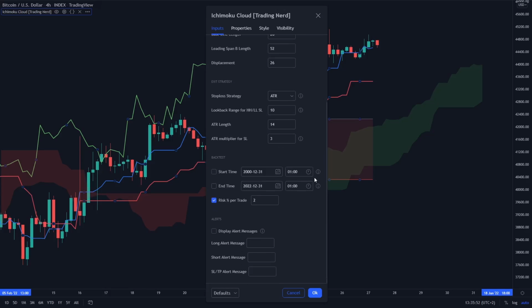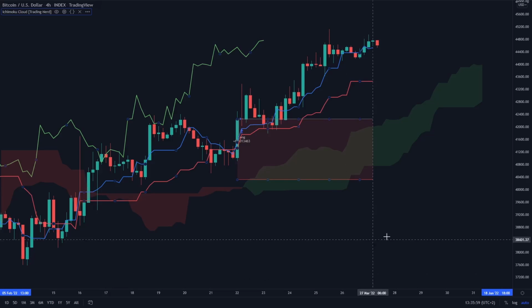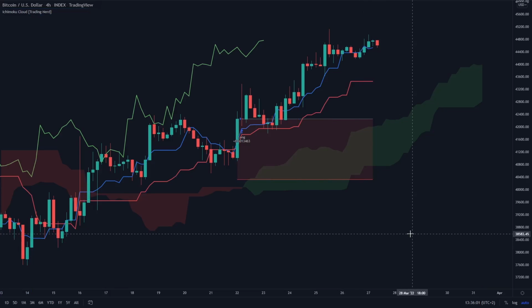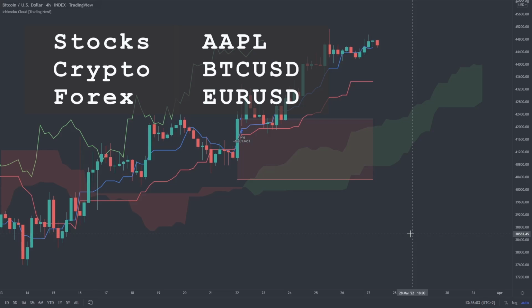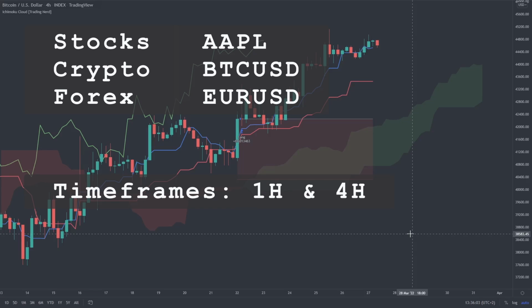For our position sizing, we will risk only 2% on every trade. This can of course only work if we have a stop loss selected, because otherwise we don't know at the time of the entry at which price we will close our position. We will now compare stocks, crypto and the forex market. For that I chose Apple for the stock market and BTC for the crypto market and Euro USD for the forex market. We will have a look at the 1 hour and the 4 hour time frame.